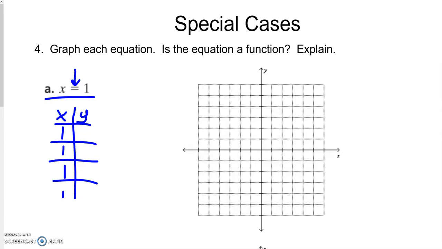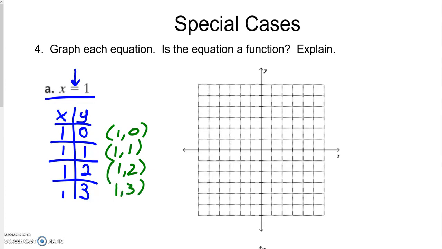No matter how many times I put a number in the x column, it has to be 1 according to this. It doesn't tell me what my y value should be, so I'm going to put my easy numbers over there. So it says 1, 0, then 1, 1, then 1, 2, then 1, 3. Let's see, walk 1, climb 0, back to the origin. Walk 1, climb 1, back to the origin. Walk 1, climb 2, and so on and so on.